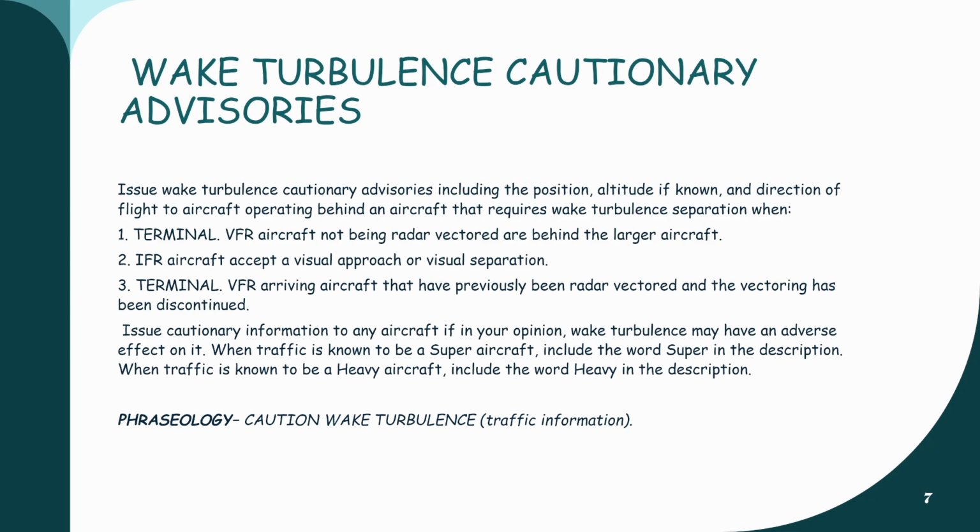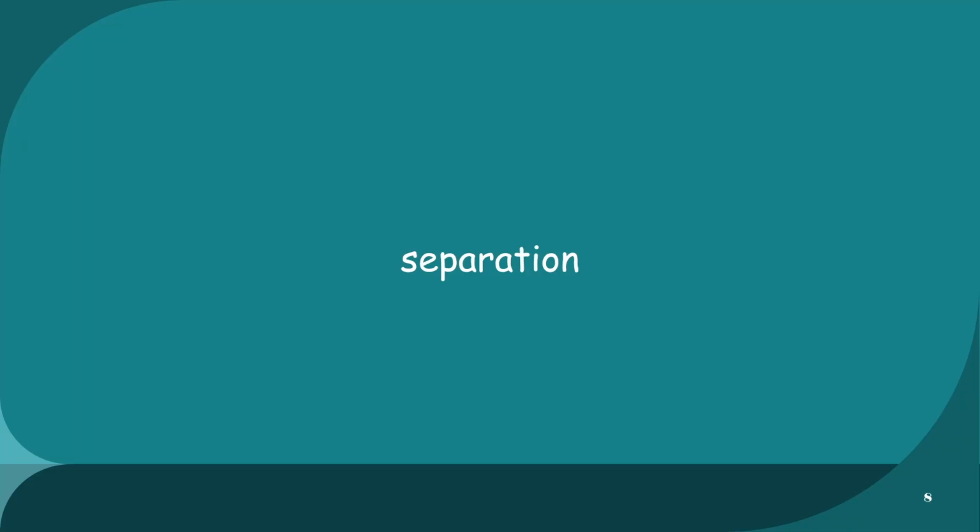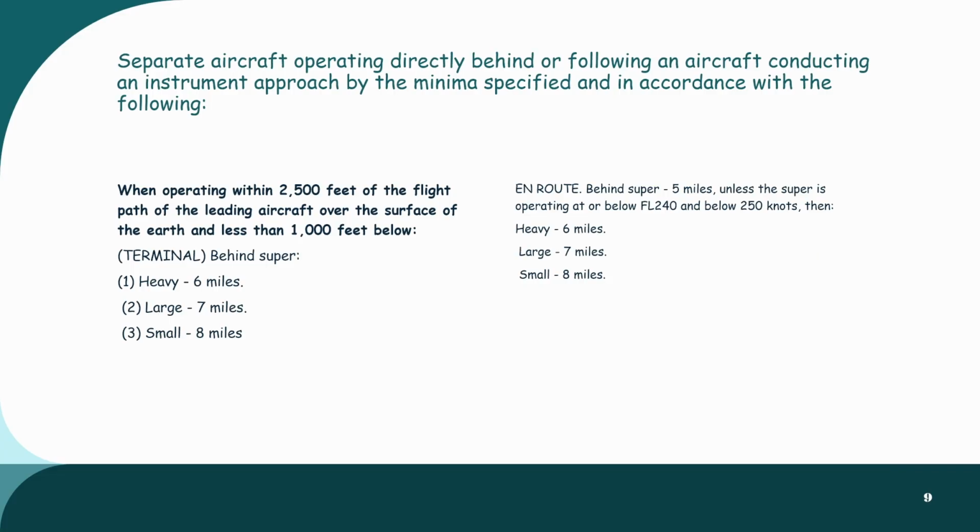Oh, I guess just to note, you can also give a wake turbulence cautionary information whenever you deem fit. Like if you think that wake turbulence is going to be an issue, go ahead and give it to them. Separation. This is in reference to a super aircraft. If you look at the terminal side, this is how we would separate. And that's if you're dealing with a super, which again, you most likely won't. But if you do, there's the separation for it.